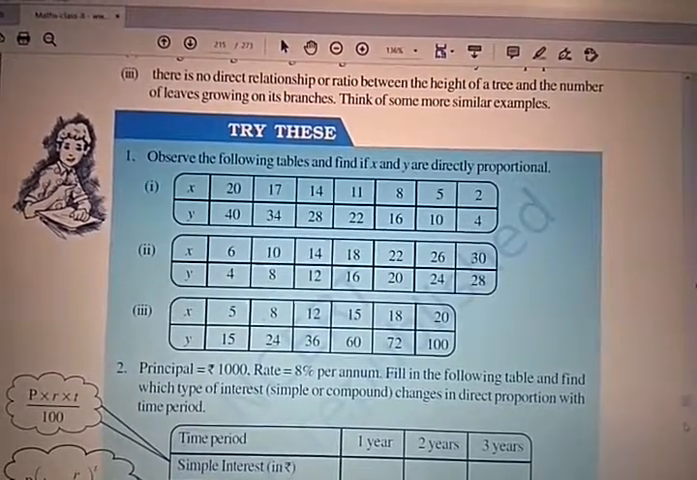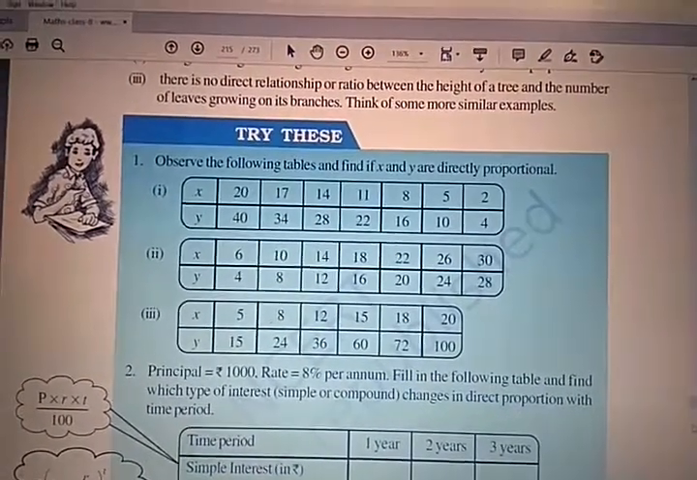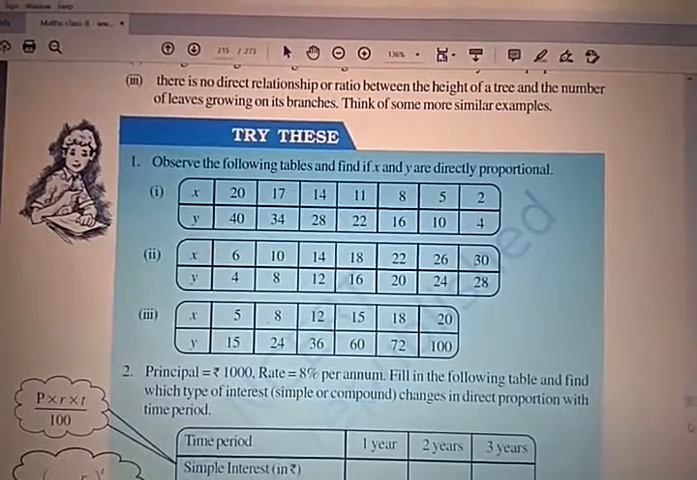When you do x upon y, the answer will be the same. Means it is a direct proportion. Table A represents direct proportion.